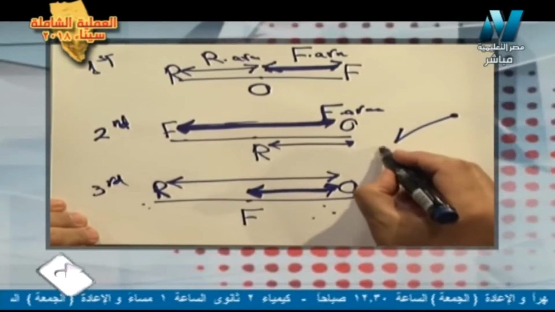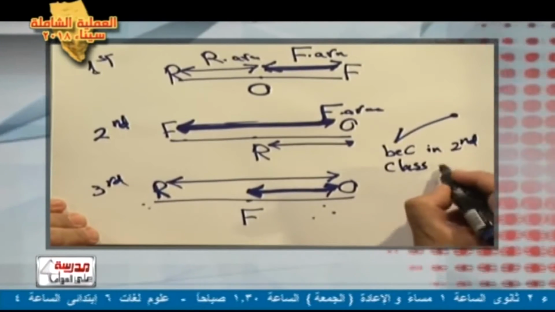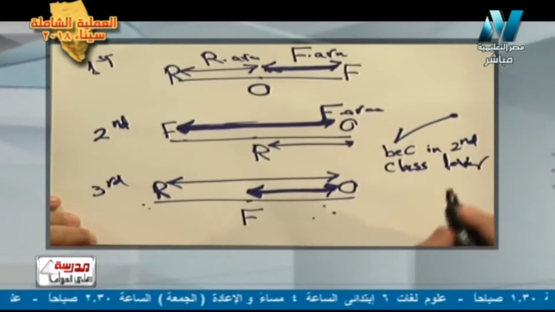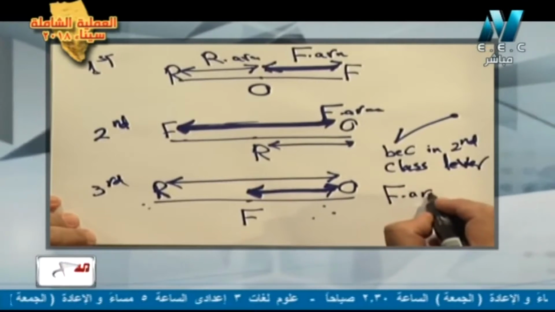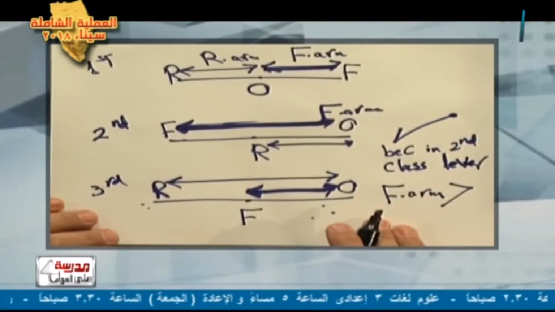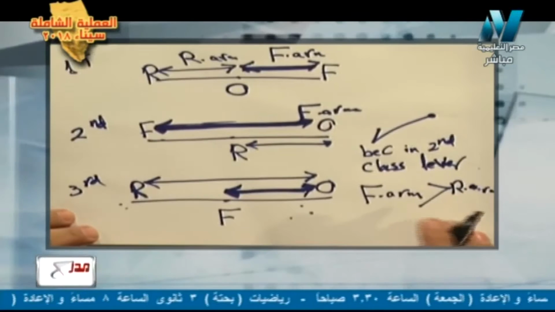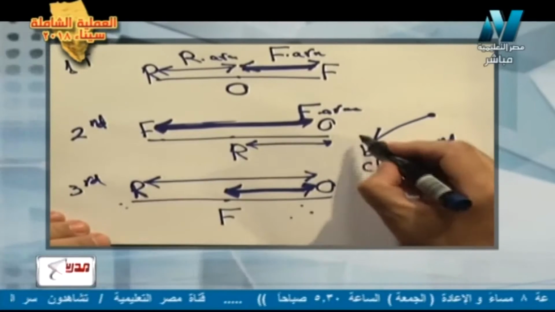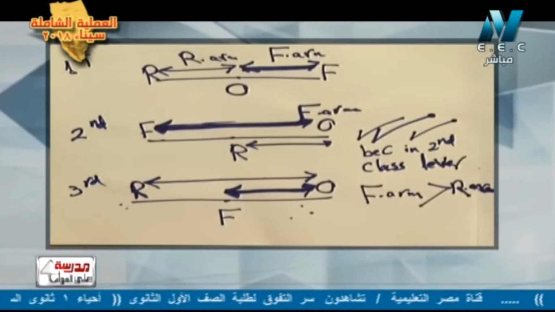Why? Because in second class lever we have the only condition to save effort. We have only one condition to say that this lever saves effort: that effort force arm is longer than, or more than, the resistance arm. Again, effort force arm is longer than the resistance arm. So again, which type of lever is the best type? Surely the second class lever is the best type.